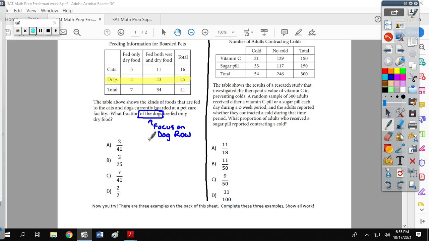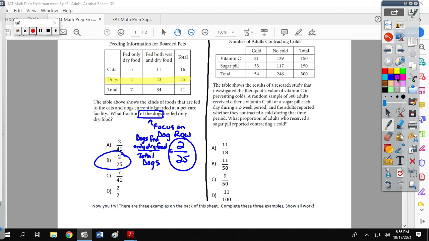Because we only care about the numbers of the dogs, because it's asking what fraction of the dogs are fed. So, what fraction of the dogs, so our total dogs will go on the bottom, are fed only dry food. So dogs fed only dry food would go on the top. So there are 2 dogs being fed only dry food out of a total of 25 dogs. This fraction does not reduce, so it is our answer.